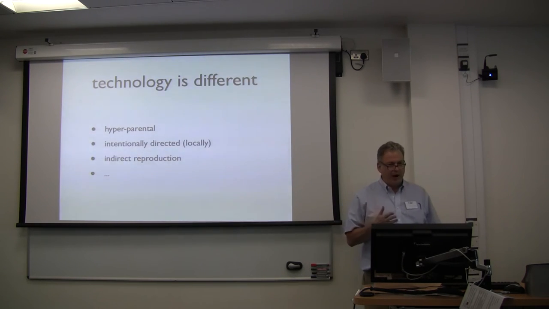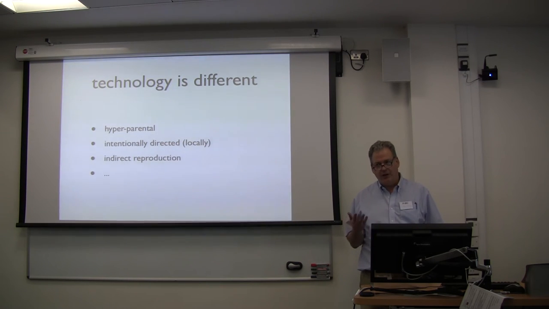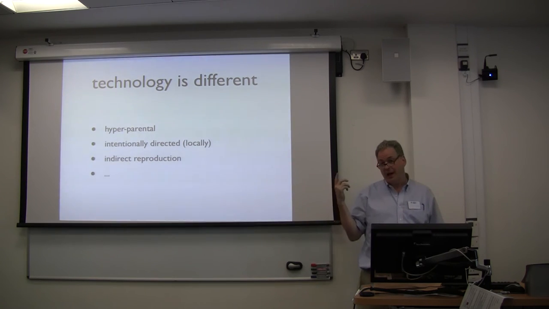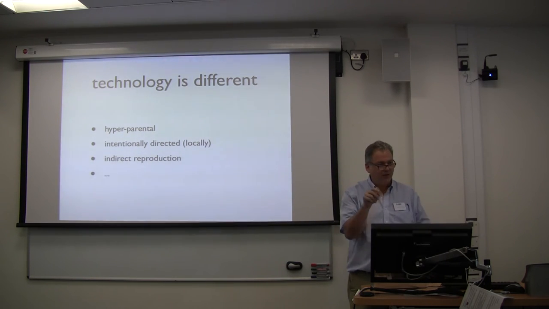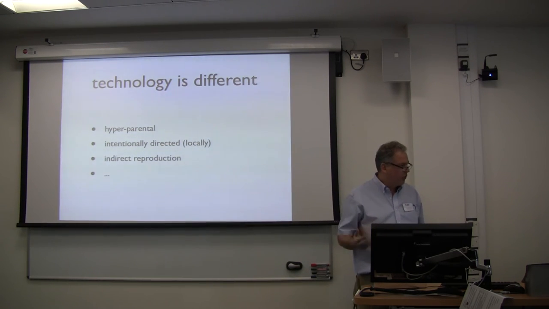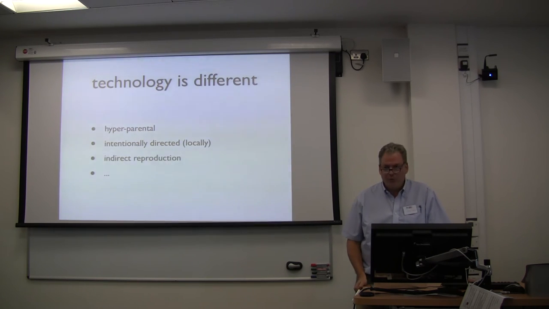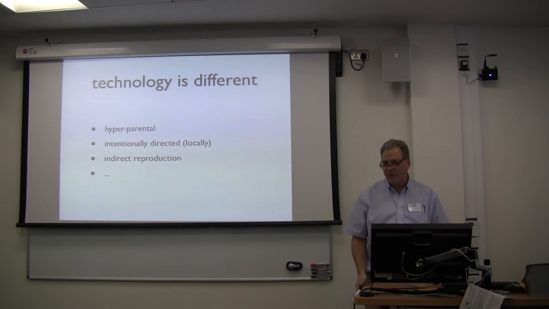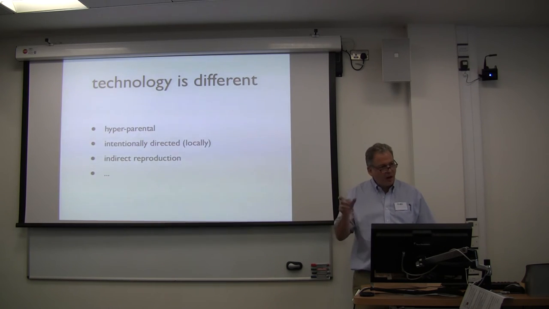Technology is different from biology. Culture in general is different from biology in a number of ways. It's worth pointing out a couple of them. One is that it's what I call hyper-parental. That means a given innovation has many, many parents, as opposed to one or two in biology. And that means the way traits flow through these systems is different. Also, it's of course intentionally directed by human beings who design these things and have plans on making lots of money or buying the widgets. That's different from biology too. The concept of reproduction is much more indirect, and there are other differences as well.